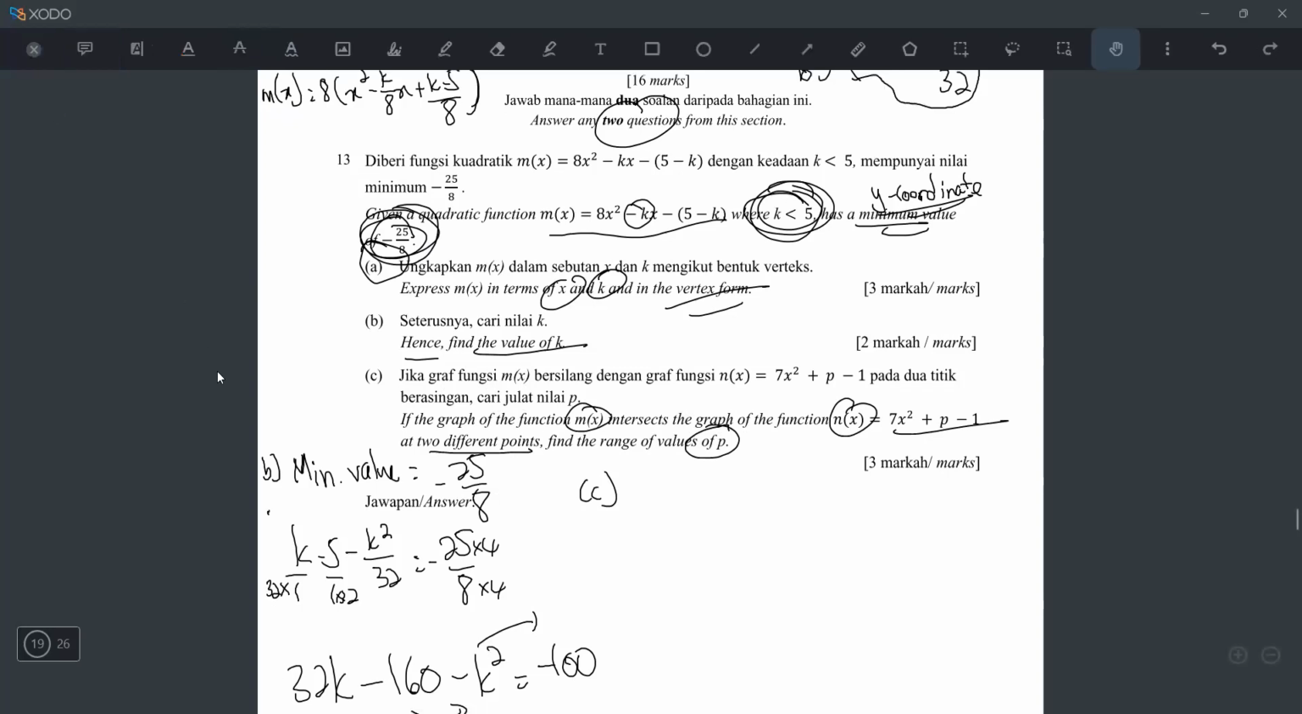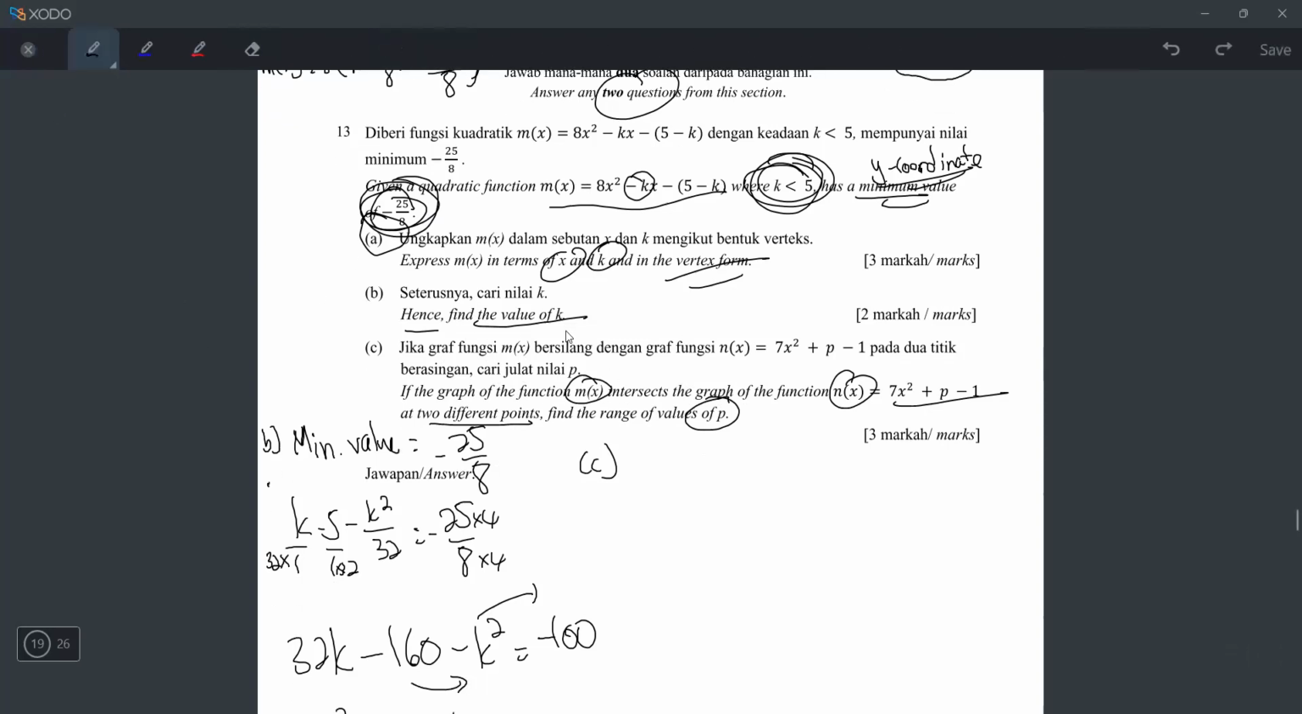So yeah, I do this. I remember doing this same type of question. So they say mx intersects nx at two different points. Okay, the keyword here is two different points. It means I will do b squared minus 4ac bigger than 0. Because the keyword here is two different points. But you can't just take this equation and do b squared minus 4ac bigger than 0, because if you just take this, you are ignoring the mx equation. So what you have to do first is you have to do simultaneous first.